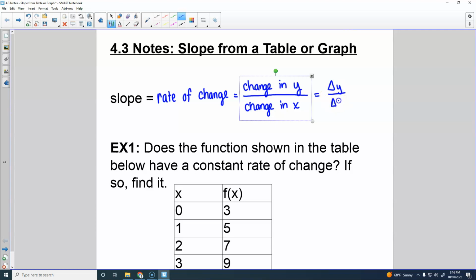Have you guys seen that triangle before? Yeah. Okay. What do we call it in math? What's its special name? It's a Greek letter. What is it? It's a delta. So delta y over delta x. And delta, whenever you see it written in math, typically means change in.